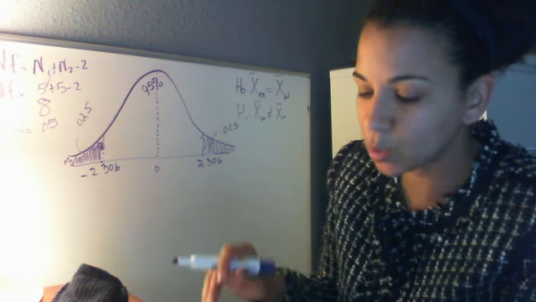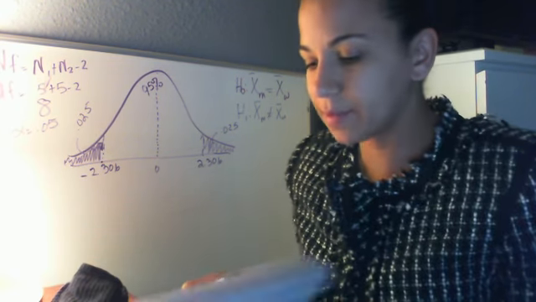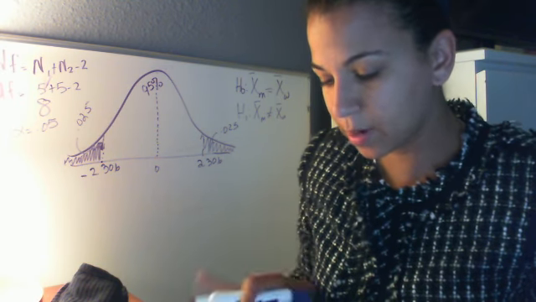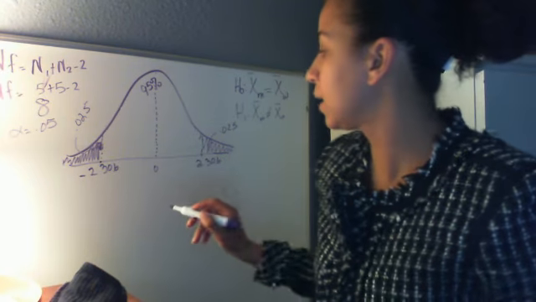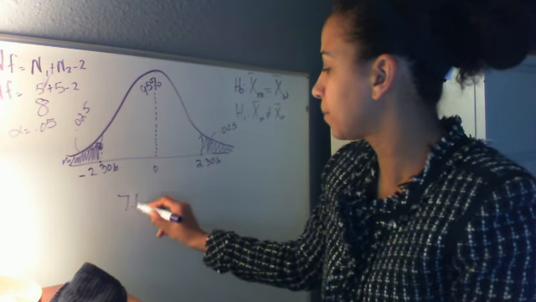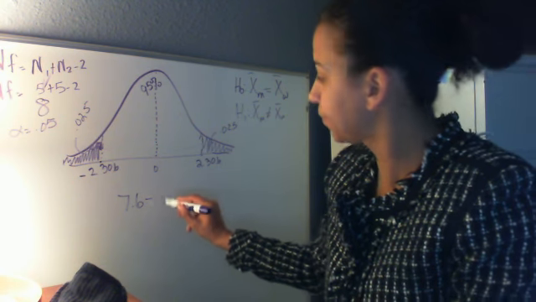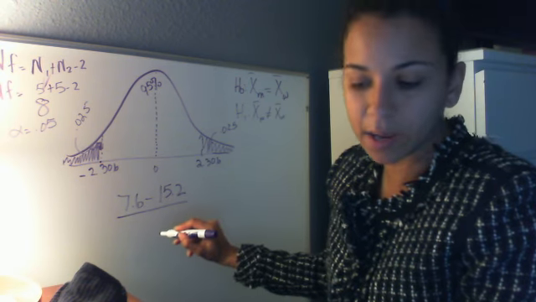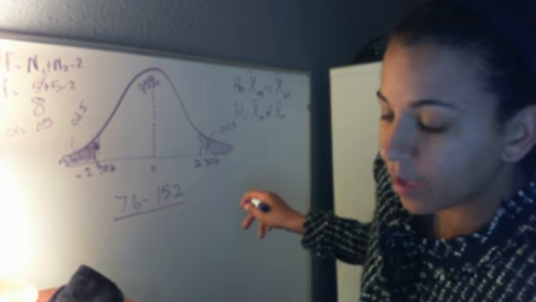So to compute a T score, there's the formula, and let me give you the page that I'm using here. In chapter 7, I'm going to use the formula on page 168, which is just, you take the difference between the means, right? And I have two means, right? So I'm going to take my 7.6 minus my 15.2, divided by my standard error of the means, which I just calculated out was 2.55.